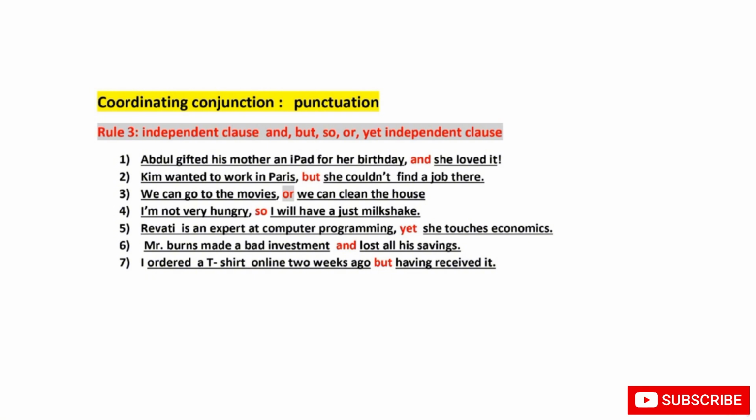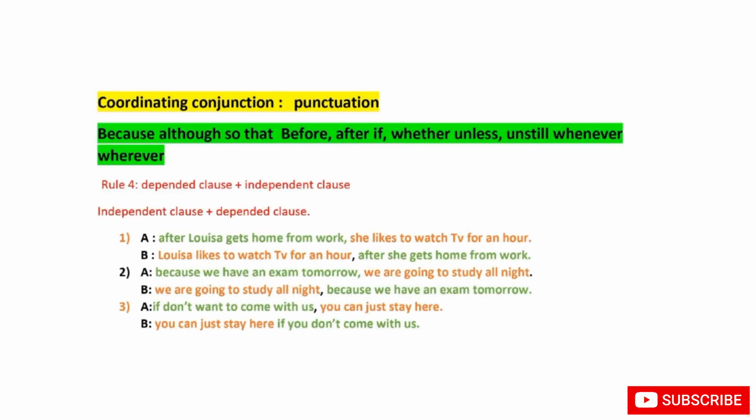All right, so let's now move on to our next topic and talk about punctuation rules with subordinating conjunctions. Subordinating conjunctions are words like because, unless, before, after, if, etc. But why are these called subordinating? Well, look at this example. After Louisa gets home from work. Is this a complete sentence?